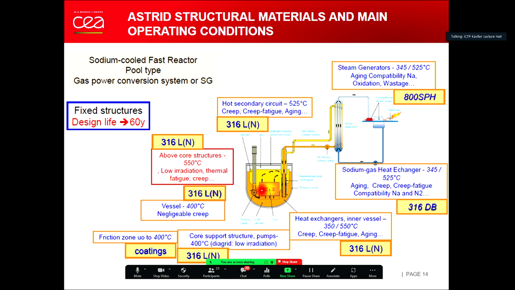On the main vessel, we also have creep fatigue and aging effects. In some places we also see some fatigue, which is induced by temperature stratification in the reactor. This is a typical phenomenon we can have with liquid metal coolant. This stratification can induce some embrittlement, I would say.